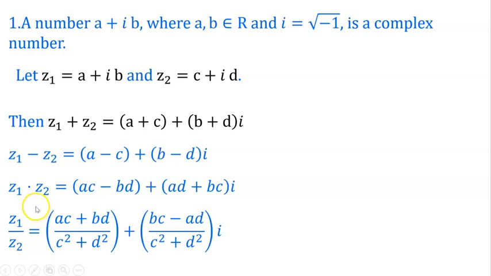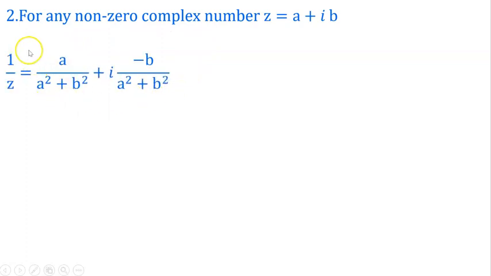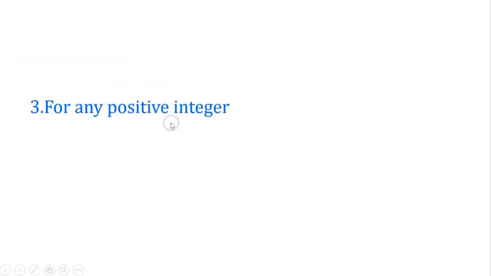Next, division of the two complex numbers is equal to (ac plus bd) upon (c square plus d square) plus (bc minus ad) upon (c square plus d square) into i. Now next, for any non-zero complex number z equal to a plus ib, 1 upon z is equal to a upon (a square plus b square) plus i into minus b upon (a square plus b square).